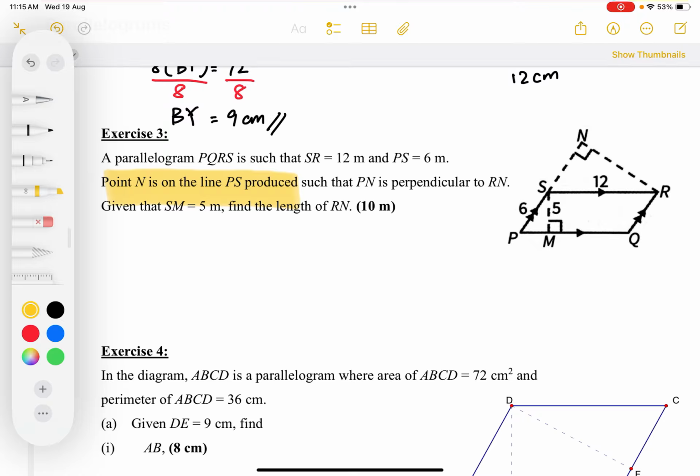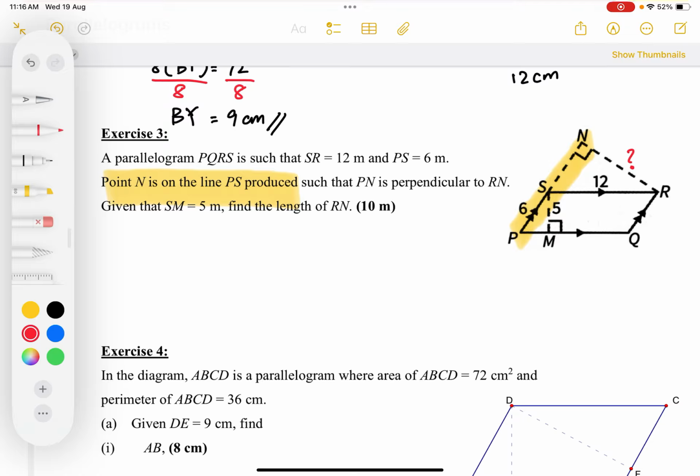So let's see PS, we produce it, so we extend it. And they tell us further that PN is perpendicular to RN. So in a way, we have our perpendicular height already, if you choose 6 as the base. And they further tell us that SM is 5, find the length of RN. So RN, this is the part that they want.